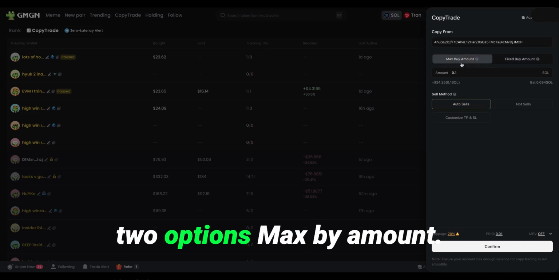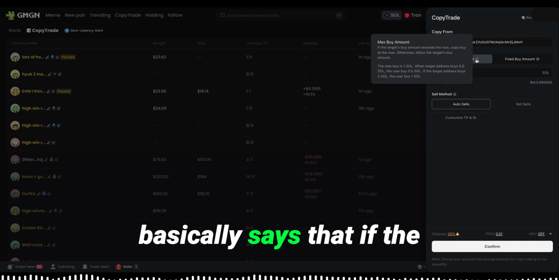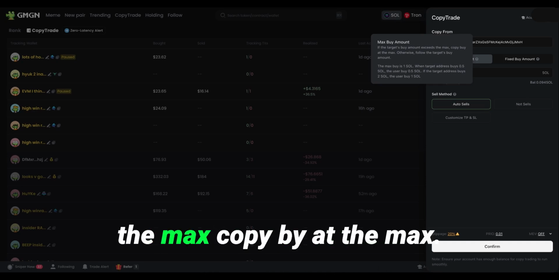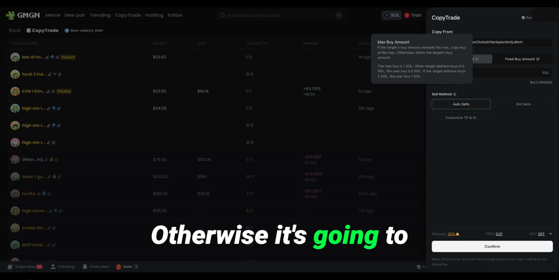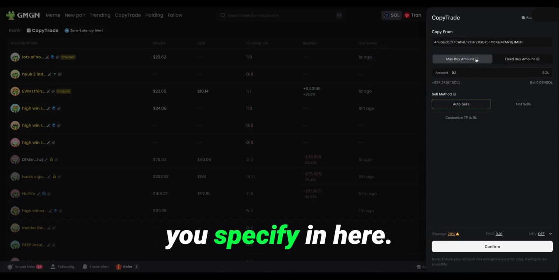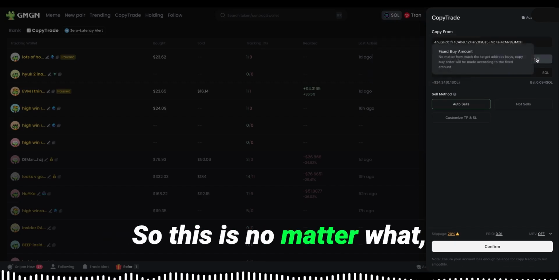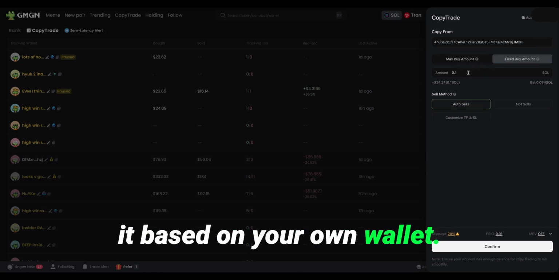And then you've got two options. Max buy amount. So you can see here, it basically says that if the target's buy amount exceeds the max, copy buy at the max. So it's going to follow what the other person is doing. Otherwise, it's going to hit the max amount that you specify in here. I like to use a fixed buy amount. Okay, so this is no matter what, this is how much you use. You can obviously manage it based on your own wallet.